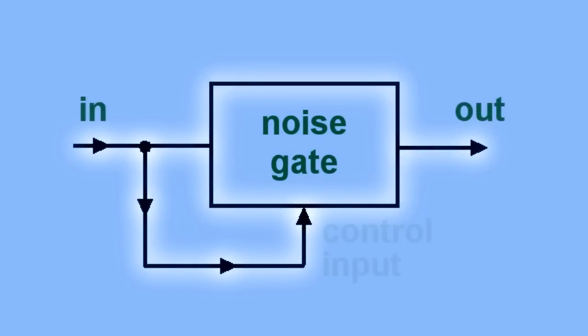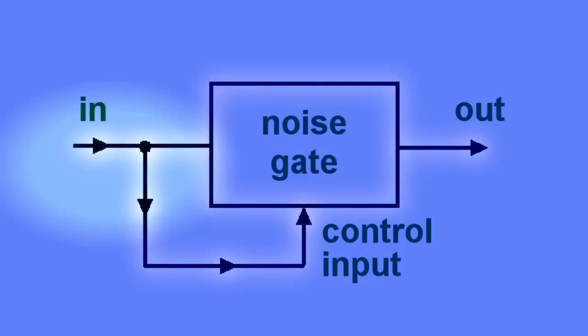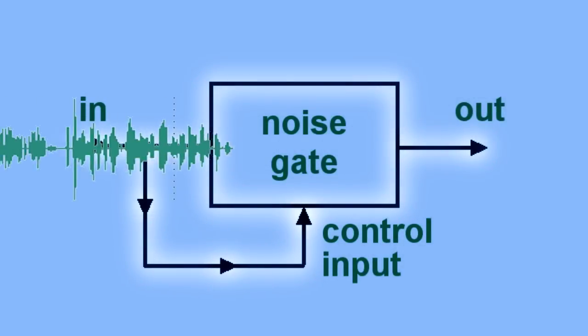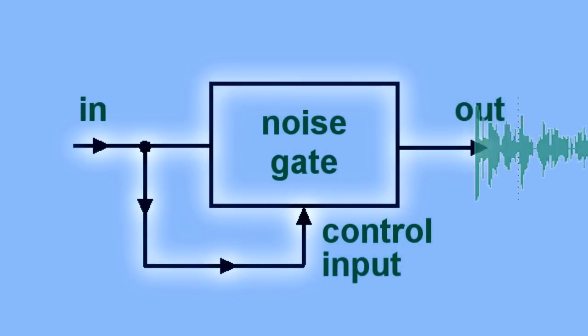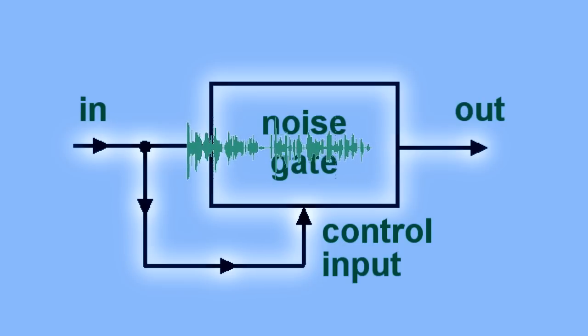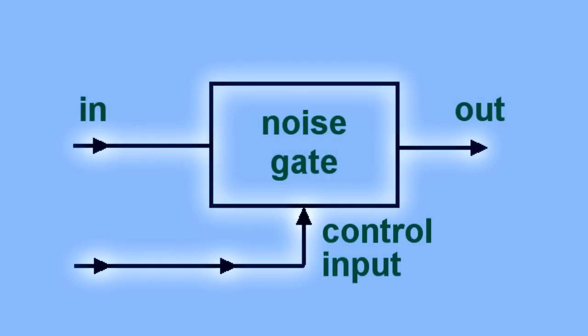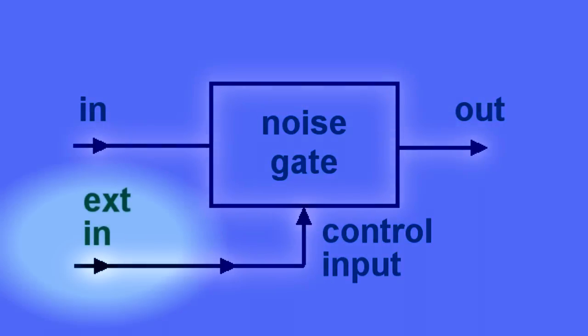The typical noise gate's control input connects to its audio input so that the gate responds to the input signal level. The gate opens if the level exceeds a certain threshold and closes if the level is below that threshold. By disconnecting the control input and allowing it to receive external signals, an audio signal separate from the one feeding the noise gate's input can trigger the gate.